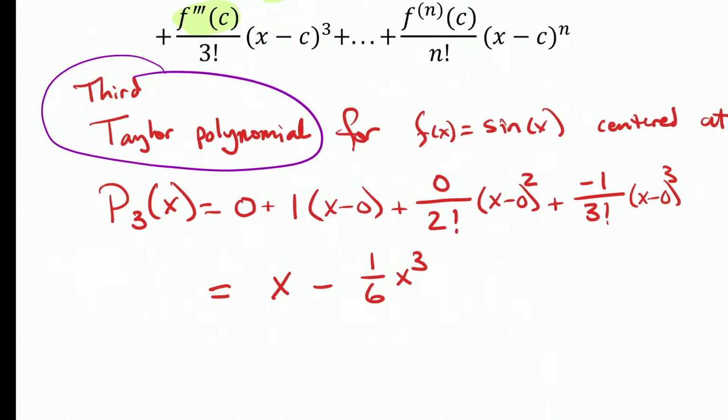So it turns out that this is actually close to sine of x. Well, when you're close to 0, that is. So when you're close to the center of whatever it is, wherever your Taylor polynomial is defined, then you're going to be close to sine of x.